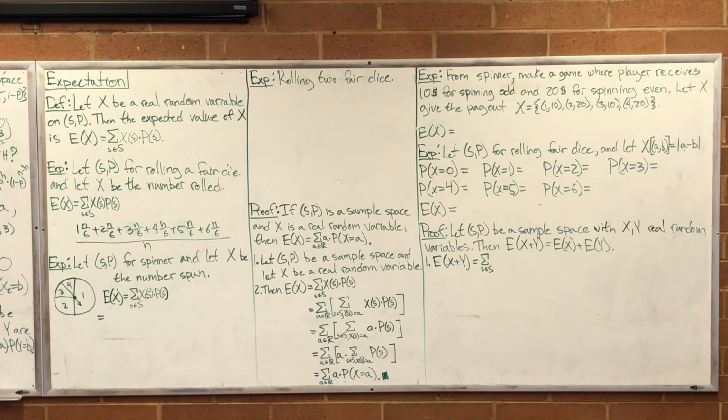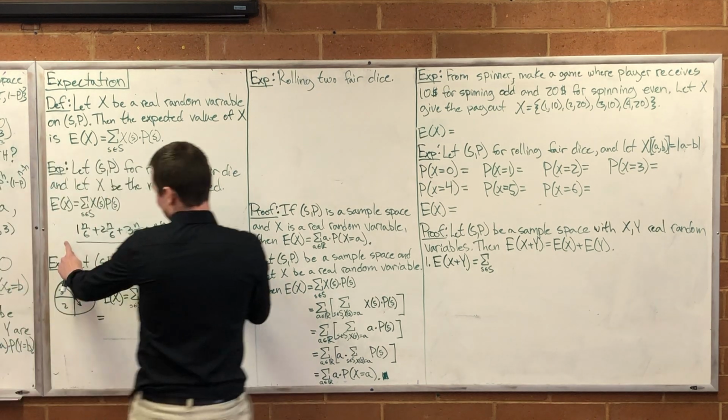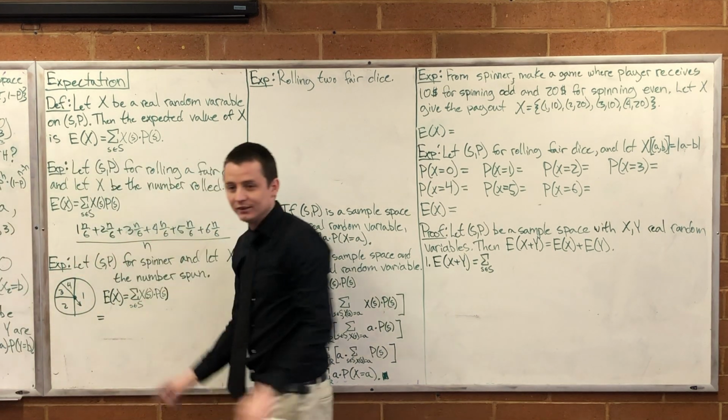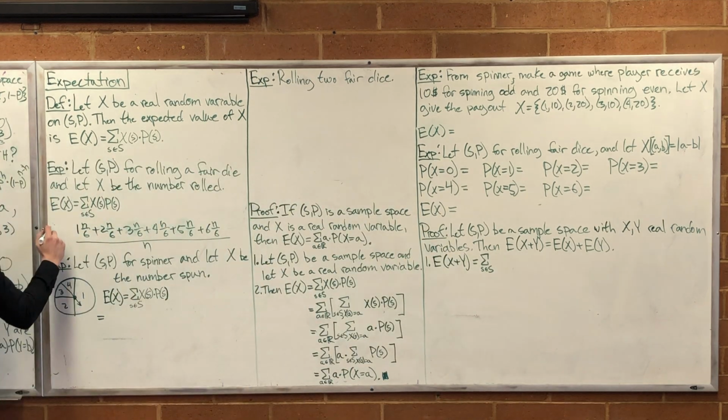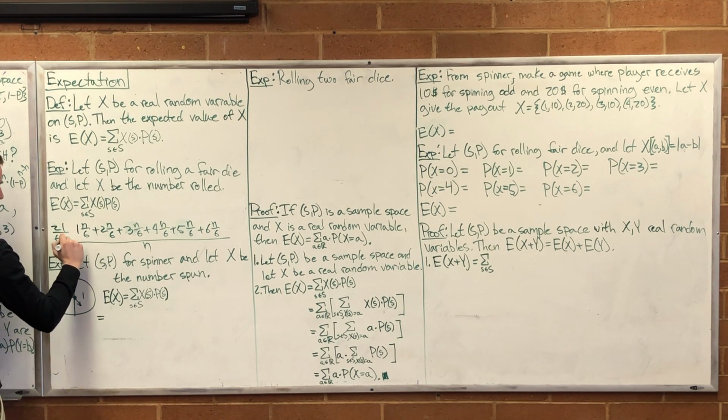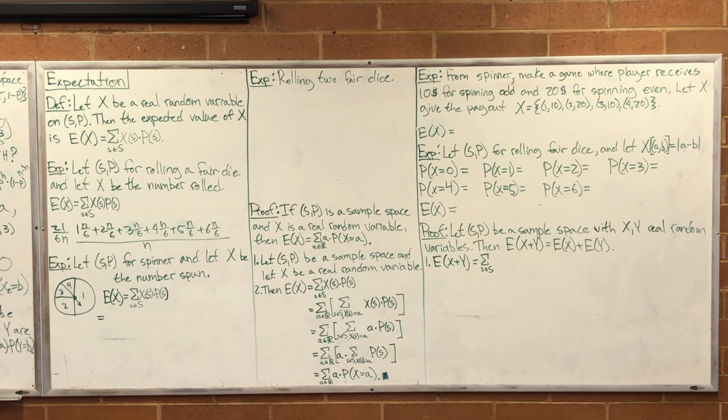What's that going to come out to? Well, it's 1 plus 2 plus 3 plus 4 plus 5 plus 6. 21. How'd you do that? I added them. 7 plus 7 plus 7. Right? So we've got 21/6 over n, or 21 over 6n. You good with that?